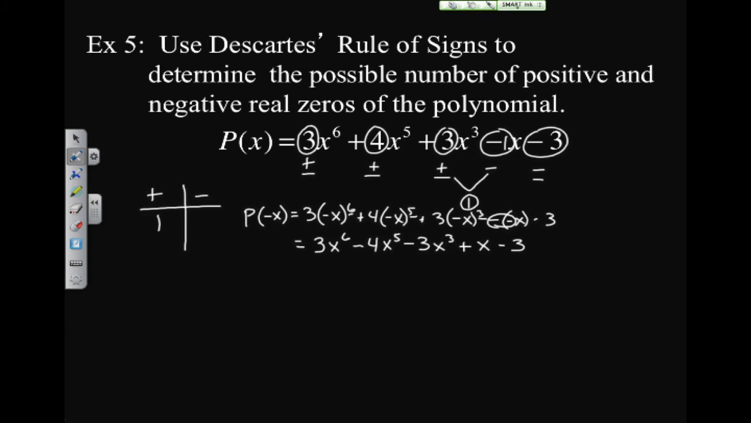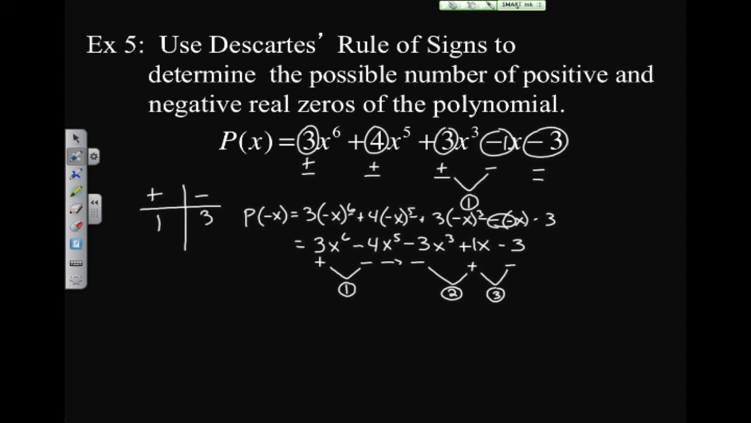So let's look at our coefficients again. 3 is positive. Negative 4 is negative. Negative 3 is negative. This is now a 1, that's positive, and a negative 3. So we look at how many times this changes. Well, it starts out positive. It changes to a negative, so that's 1. Stays negative. Changes back to a positive, so that's 2. Changes back to a negative, that's 3. We're not counting how many positives or negatives. We're counting how many times those coefficients change signs.